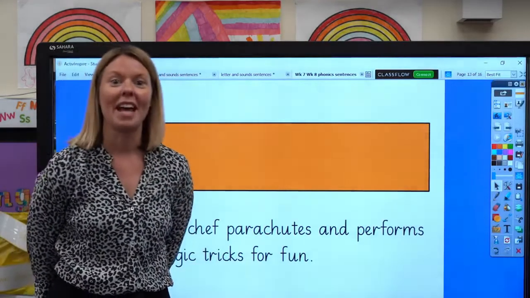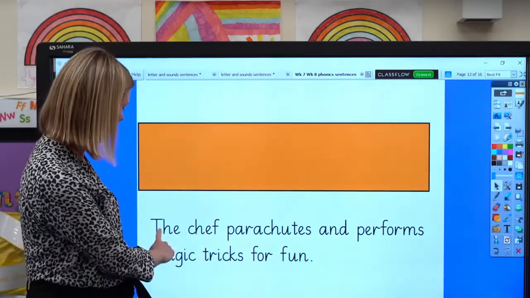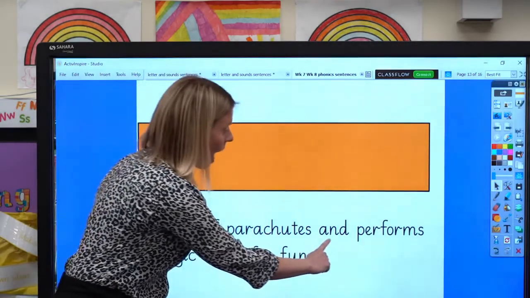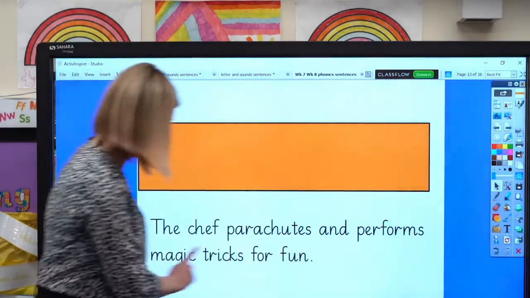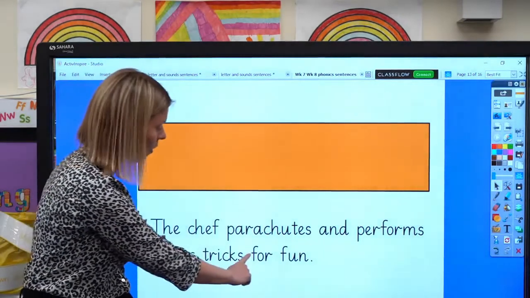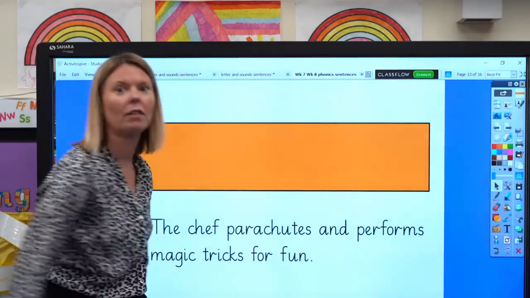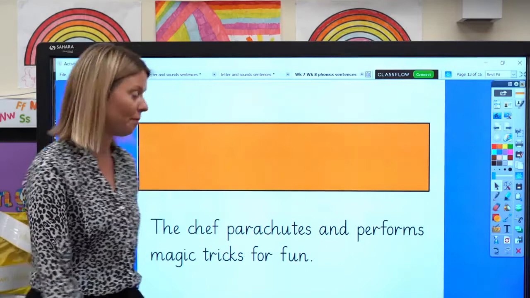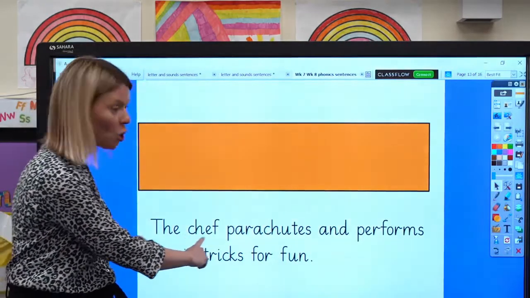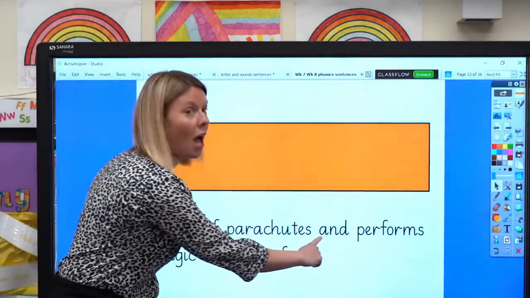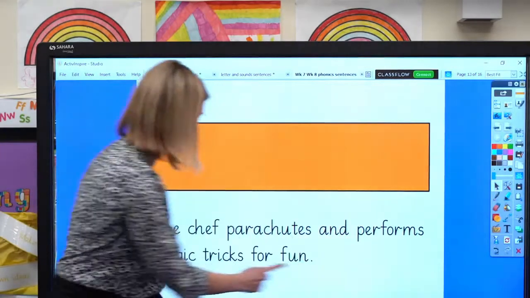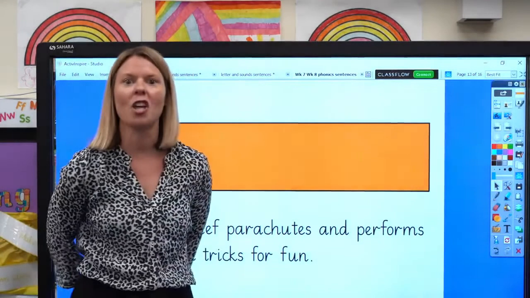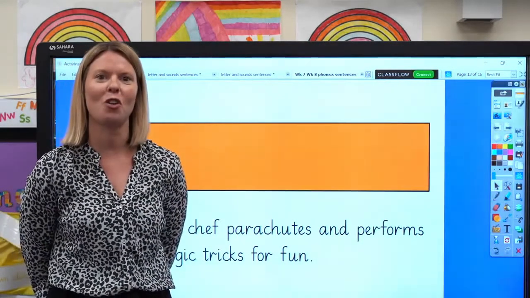Excellent reading. Now let's read together. The chef parachutes and performs magic tricks for fun. Brilliant reading. Let's read it again, a little bit faster this time. The chef parachutes and performs magic tricks for fun. The chef sounds like a fun person to know.